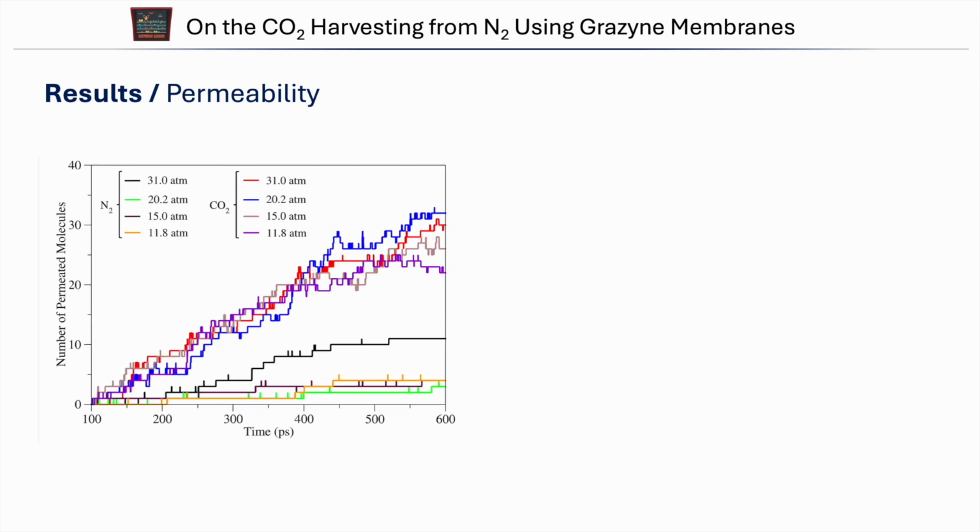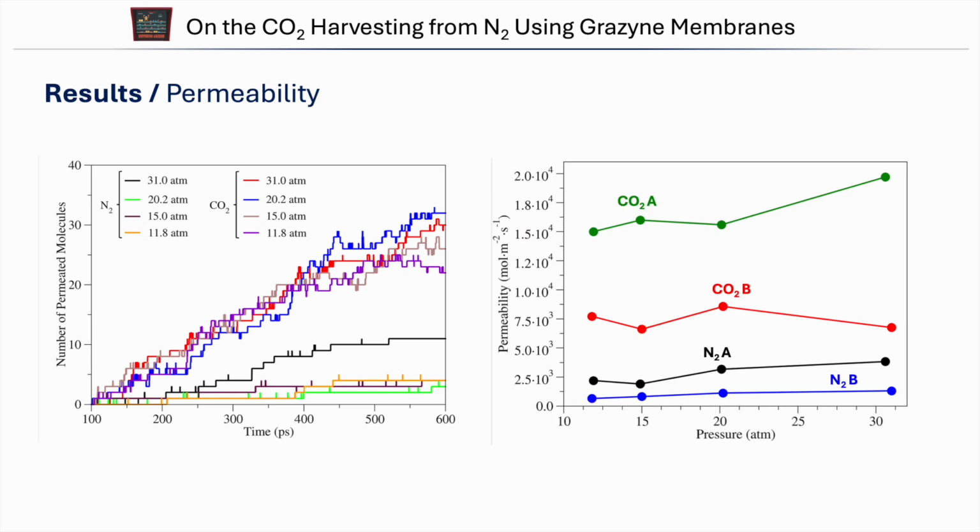On the other hand, our molecular dynamics simulations confirm these trends. In this image, we show the number of molecules crossing the B-type grazyne. As you can see, CO2 consistently reaches the permeated side in higher numbers across all pressures tested. From these simulations, we also computed the permeability, and again, carbon dioxide showed a significantly higher value than nitrogen. This consistency between DFT and molecular dynamics strengthens the conclusion that grazynes enable selective CO2 transport.